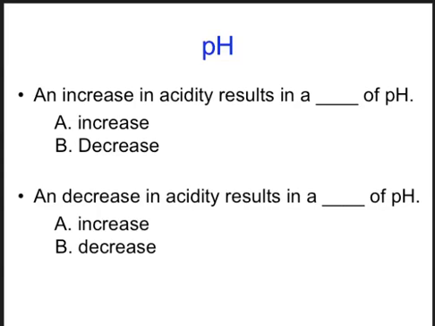An increase in acidity results in a decrease of pH, and a decrease in acidity results in an increase of pH. And if you go ahead and look at the pH scale, take those different values and plug them in, you'll see that that's the case.